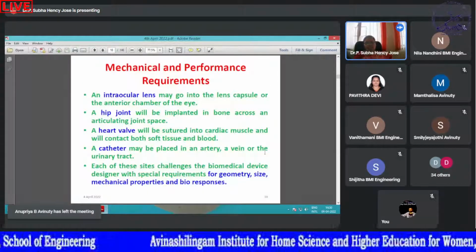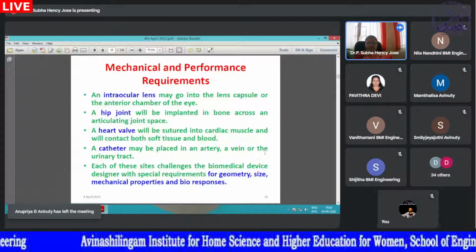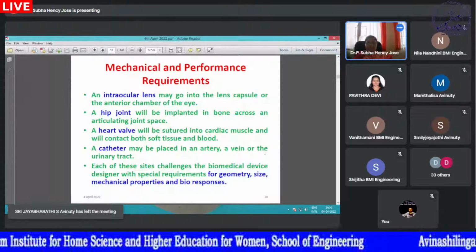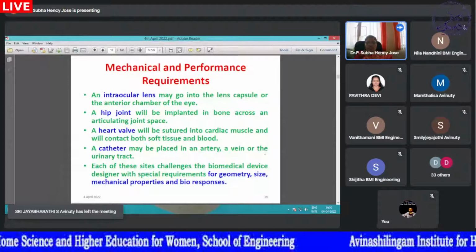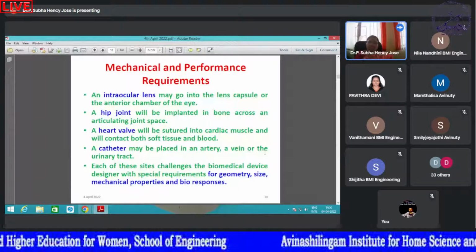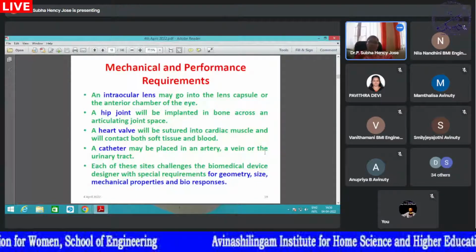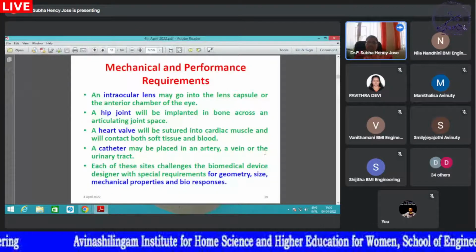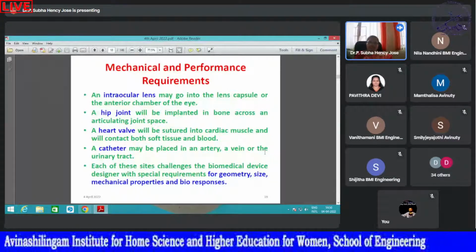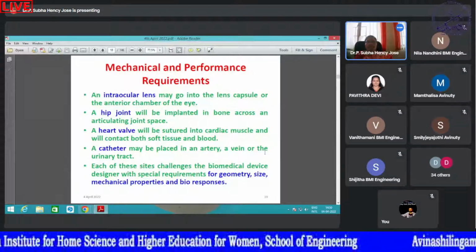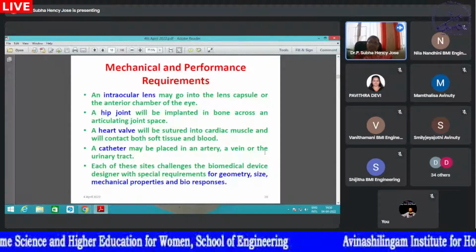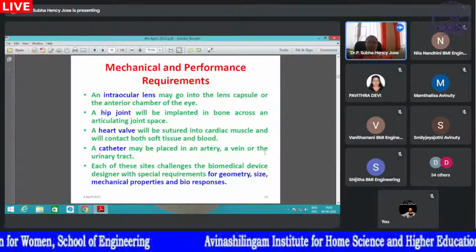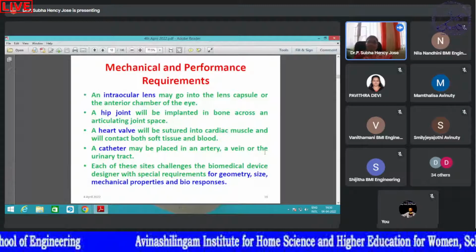For example, you can see that the intraocular lens deals with the anterior part of the eye. And the hip joint deals with the articulation joint space. And when you want to replace the heart valve, that has to be present in the cardiac muscle and it comes in contact with the blood also, right? Blood as well as the soft tissue. And when a catheter is inserted in the body, you know that it has to come in contact with the artery, the vein or the urinary tract.